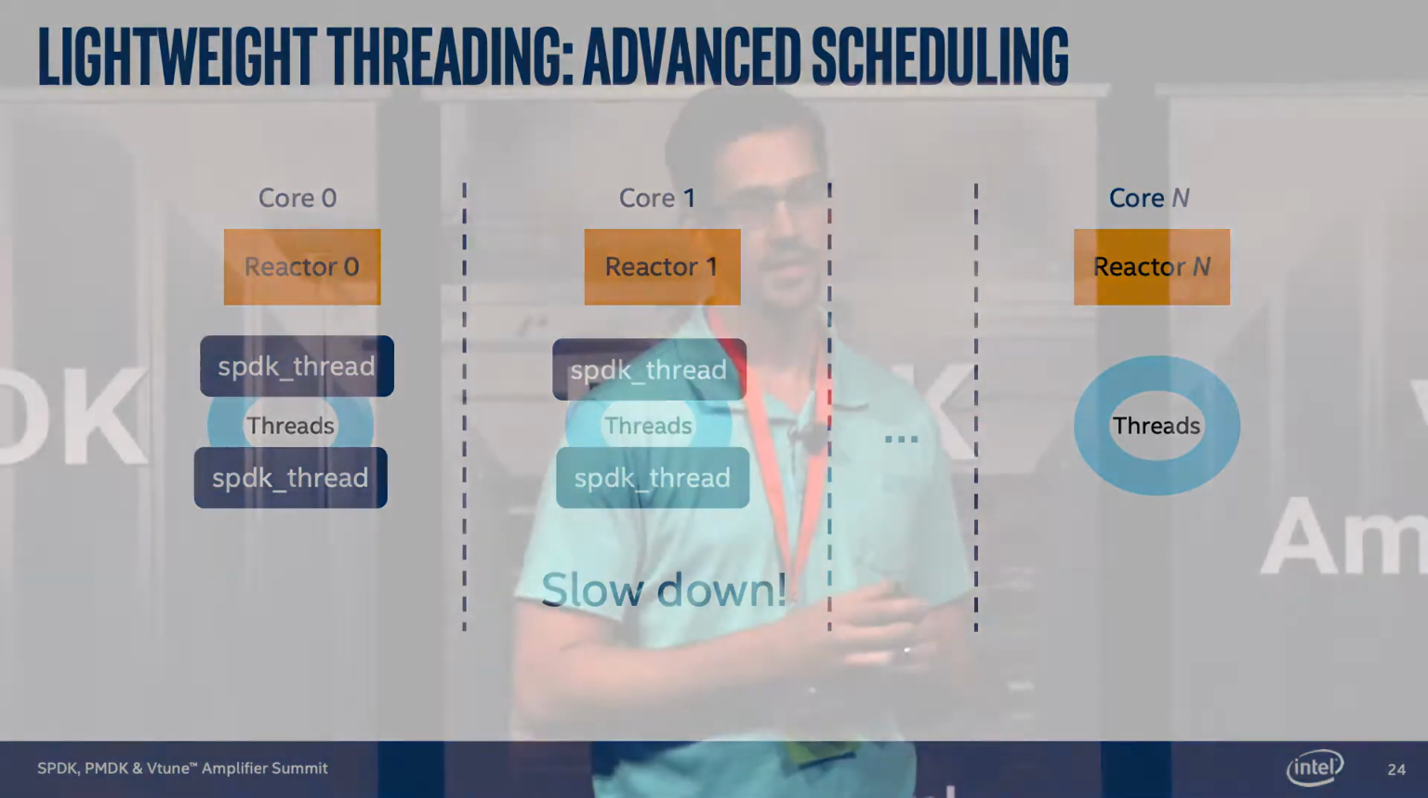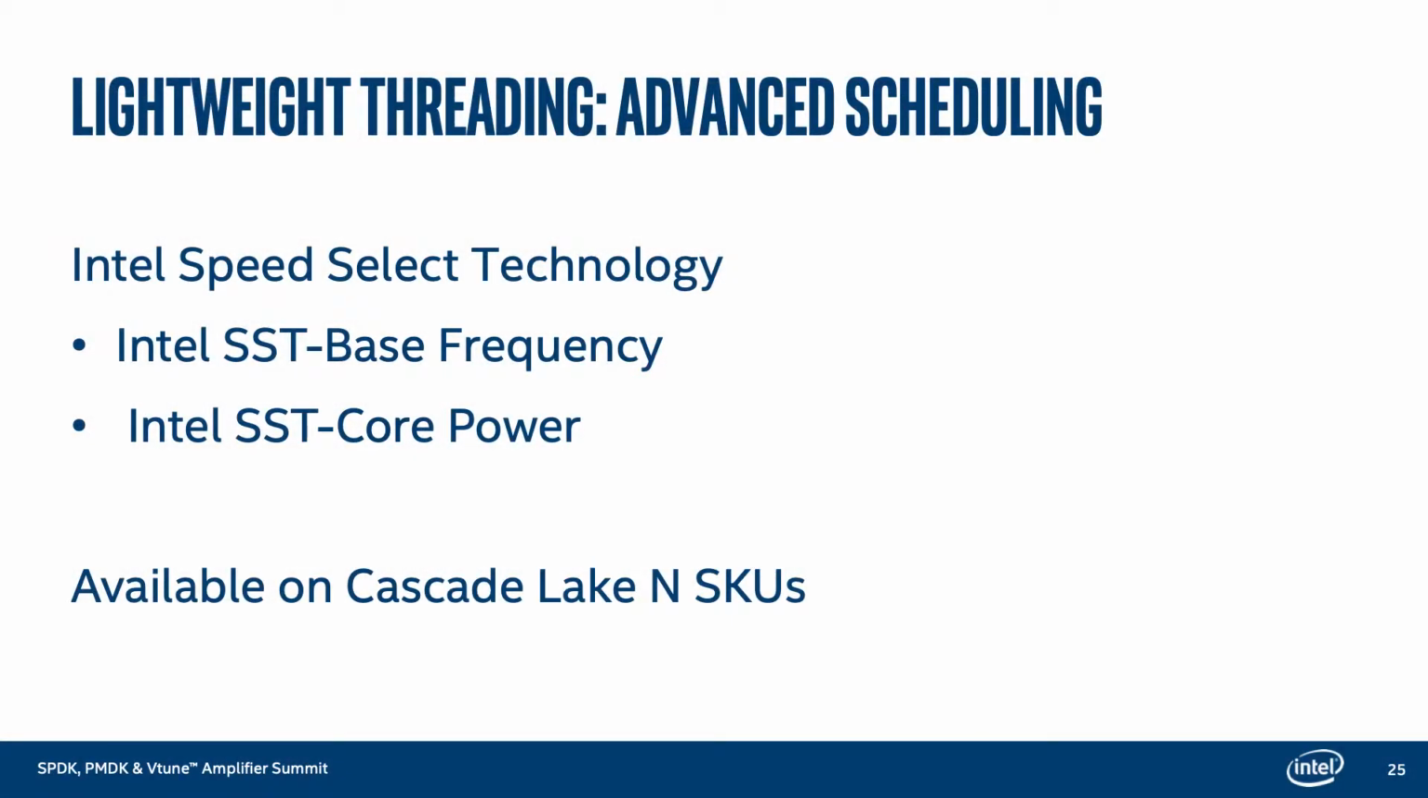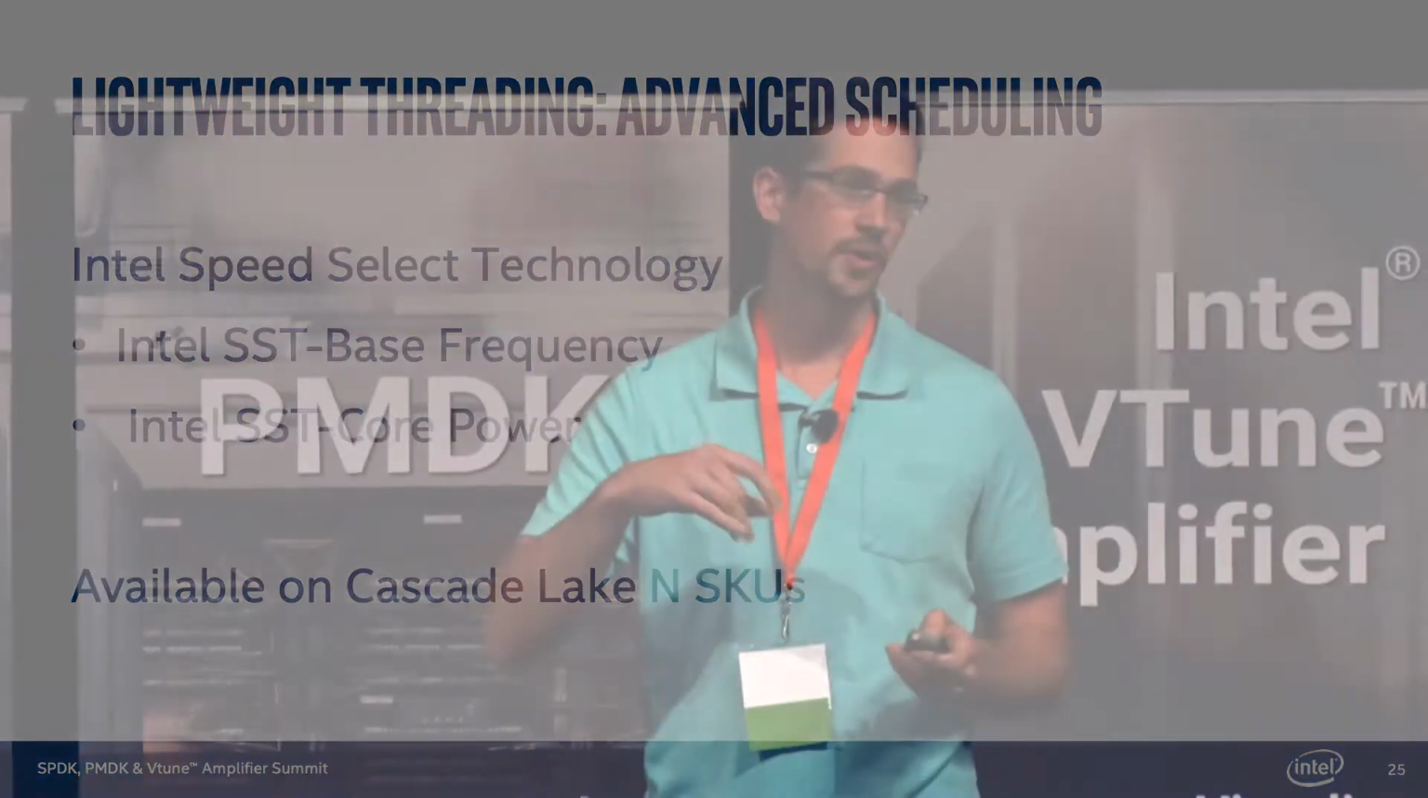That could mean a couple of things. Unfortunately, on Cascade Lake N SKUs, there are some new features that we could potentially take advantage of. These were just released. There's a technology called Intel Speed Select Technology with two important features. One is called Intel Speed Select Technology Base Frequency, in which you can set minimum frequency guarantees on cores, including turbo. So you could have the one core where you're going to put all the busy work always have the turbo on, and the other ones always not have the turbo.